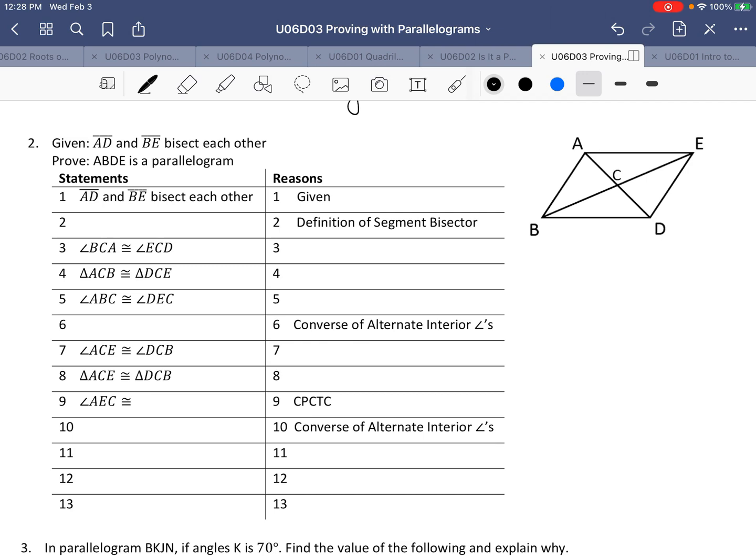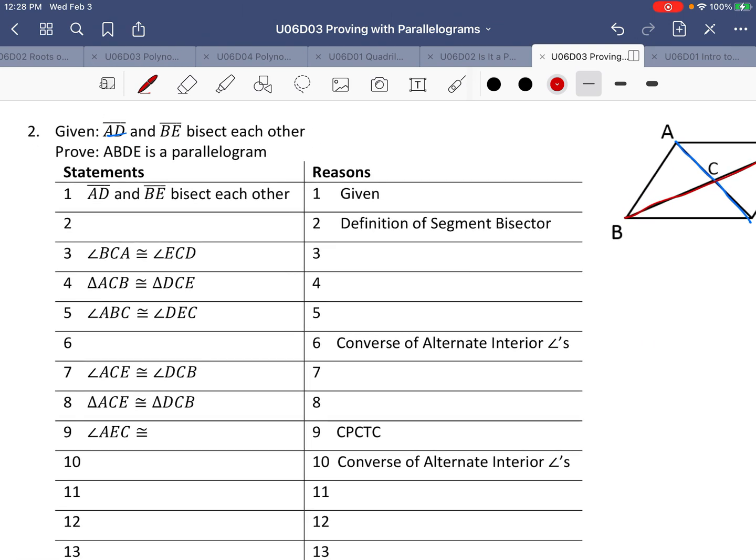We're told that AD and BE bisect each other. So those happen to be the diagonals, AD and BD. So the diagonals bisect each other, which is one of the properties of a parallelogram, which means we should be able to prove that this is a parallelogram using the definition of a parallelogram if we just try to work towards that goal. All right, now we're going to be writing the statement involving the segment bisector in this line.